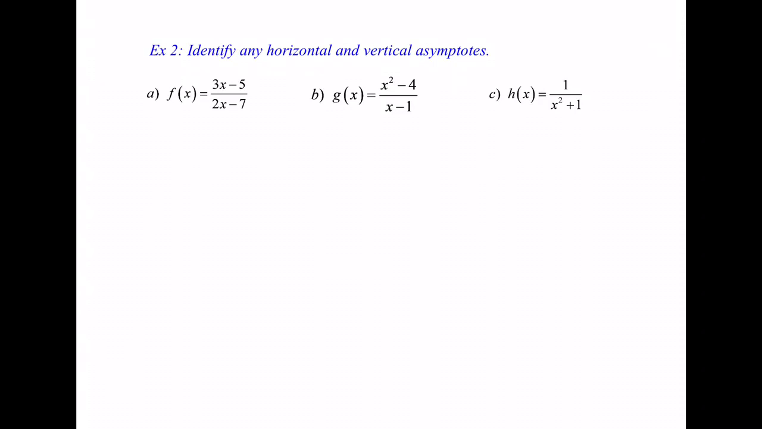On these last 3 examples, I just want you to identify the horizontal and vertical asymptotes. I would pause the video right now and see what you can do with these 3 examples, and see how you do on each of them. These are the last examples. Go ahead and find the horizontal and vertical asymptotes, and then check and see if you got them correct.